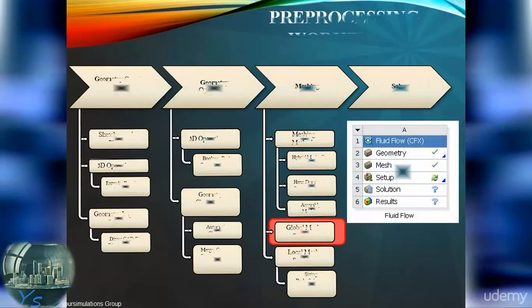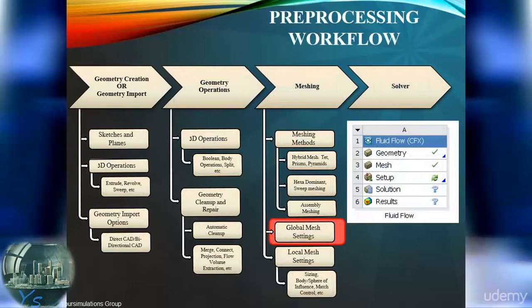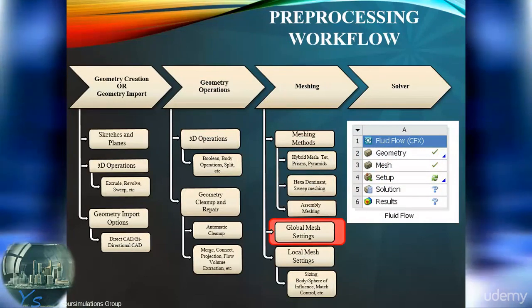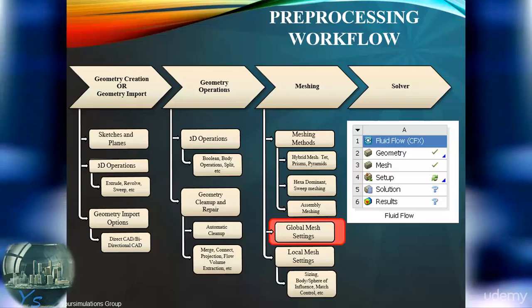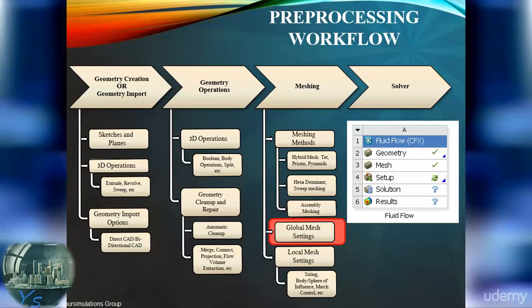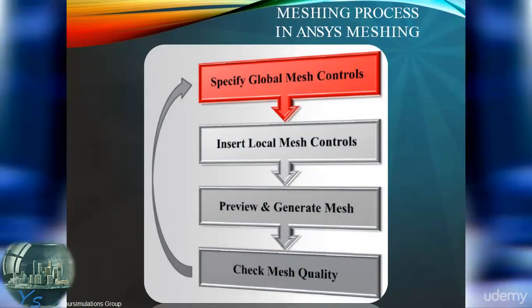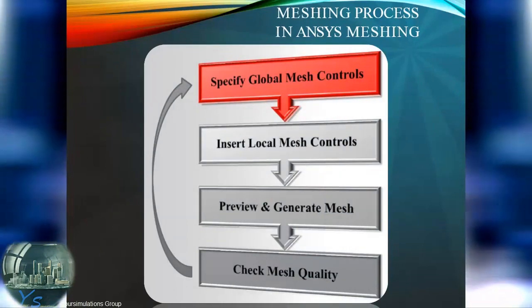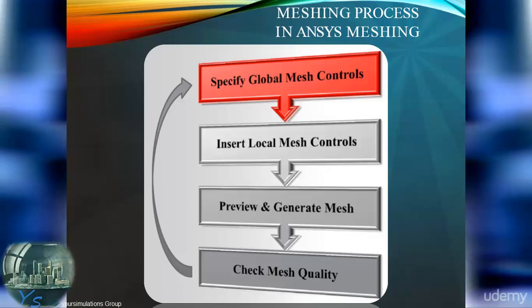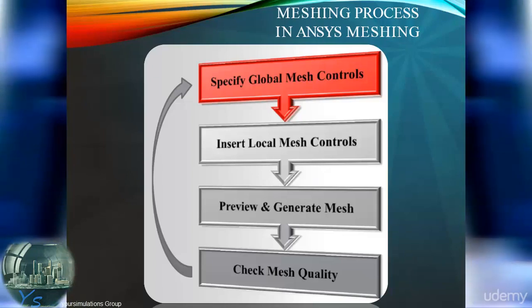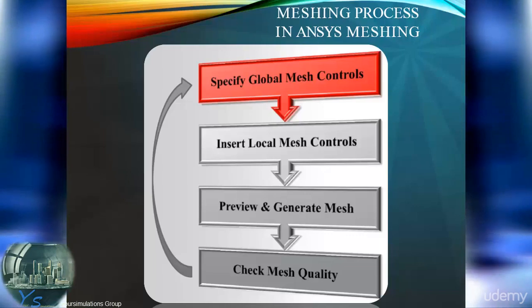Here we see the preprocessing workflow again. The global mesh settings stand out as an individual step which has to be completed by itself. In the meshing process, this is usually the first step. It does not really matter if the meshing methods, which are covered in the previous lecture, are defined before or after the global controls.